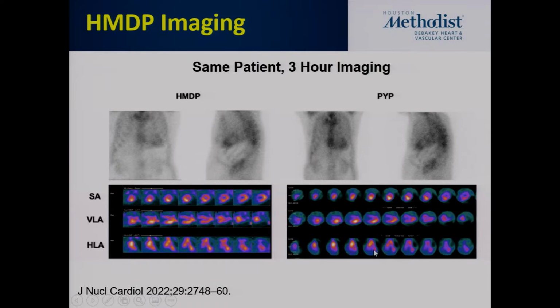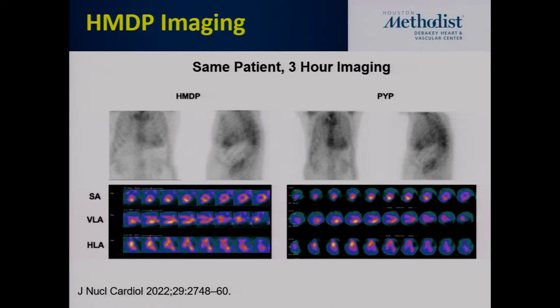They look exactly the same as PYP. So if you go into practice and your site doesn't have PYP, there is HMDP available. And you can look at it, same thing with SPECT imaging. The only difference, and this is a case from Yale, where they did PYP and, on the same patient, had an HMDP scan, and it looks very similar in terms of uptake. So accuracy-wise, it's also very similar.